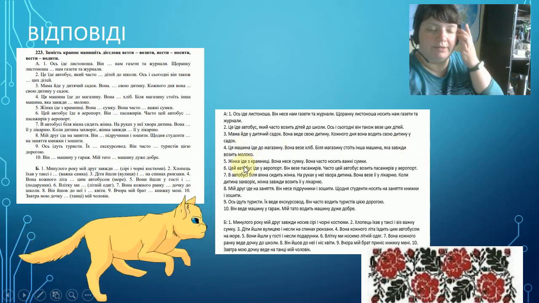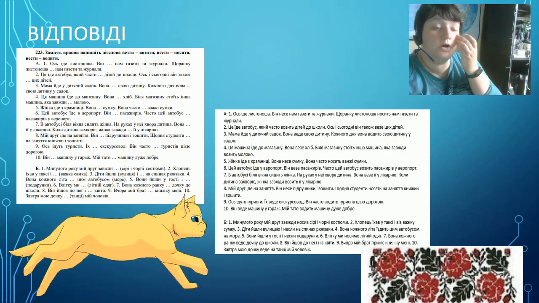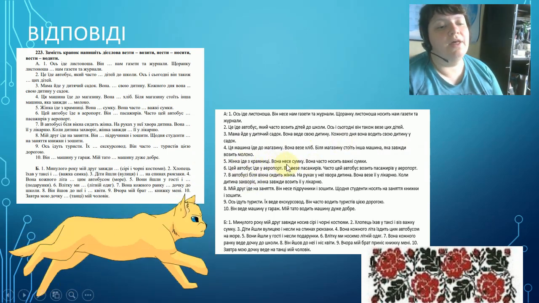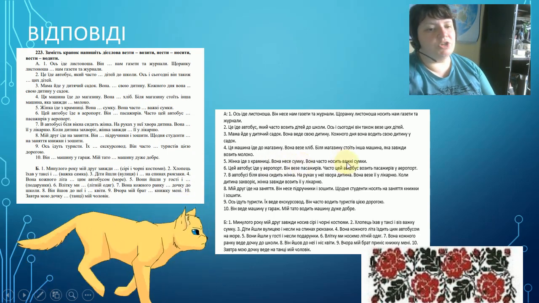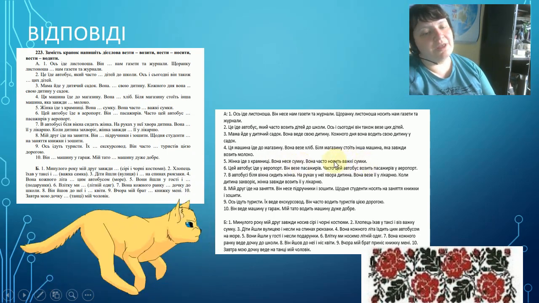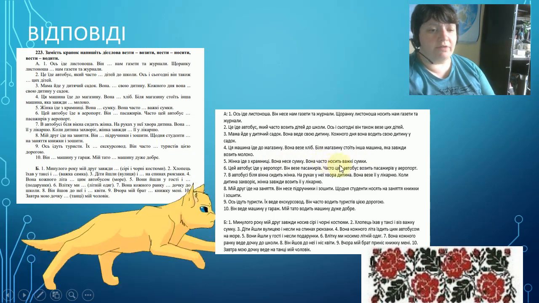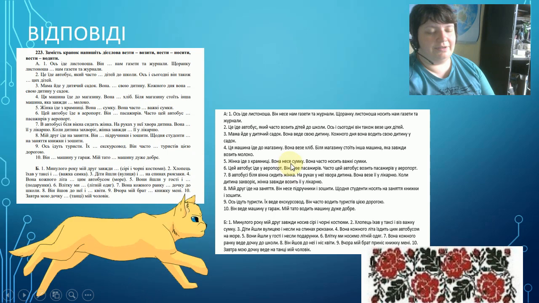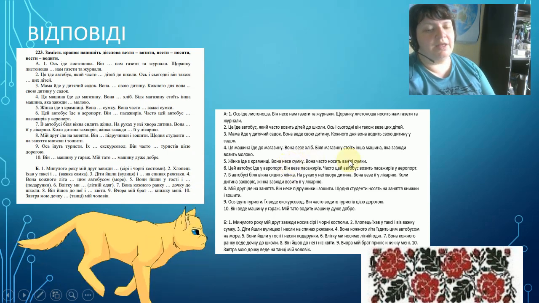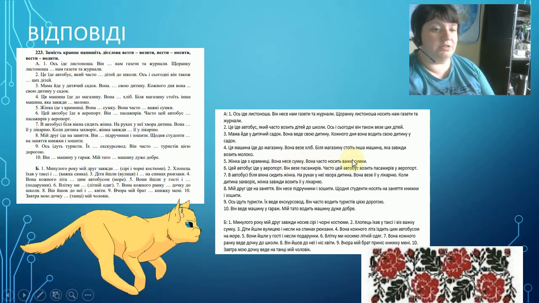Жінка іде з крамниці. A woman is going out of the shop. Вона несе сумку. She's carrying a bag. Вона часто носить важкі сумки. She often carries heavy bags. So, here again, it's a process. She's doing it right now. And here she does it often. Continuous, simple.